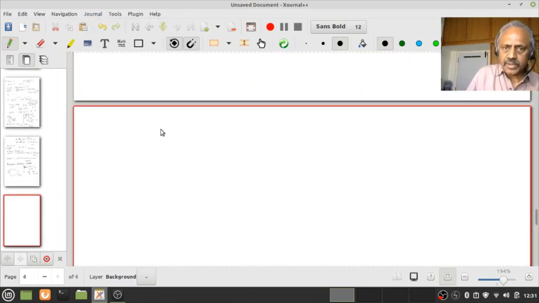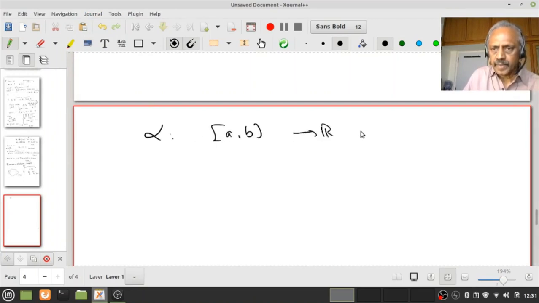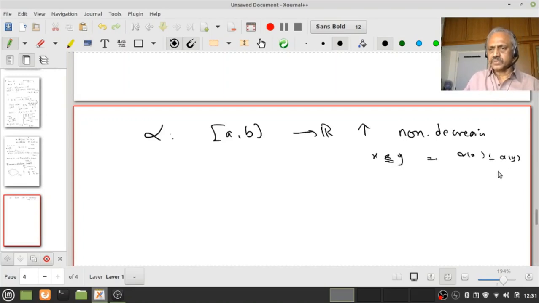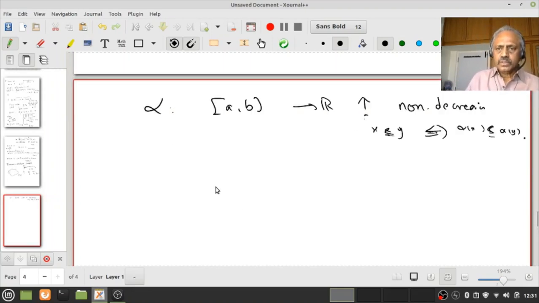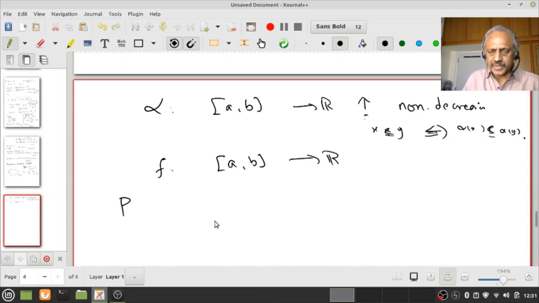Let alpha be an increasing function. When I say increasing, what I mean is non-decreasing. That is, x less than y implies alpha x is less than or equal to alpha y. Or if you want, you can write also less than or equal to. You understand? So, we will call it only increasing function. Now, again, f is a bounded function from a, b to R. And let P be a partition as we have defined.